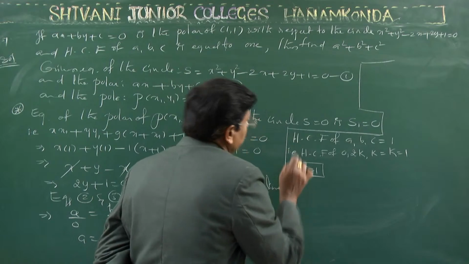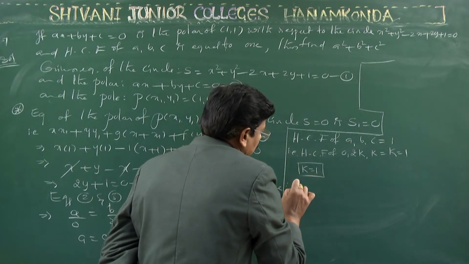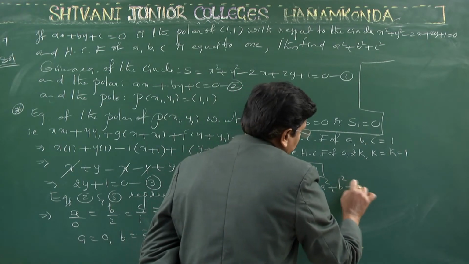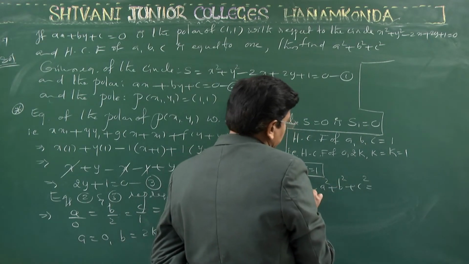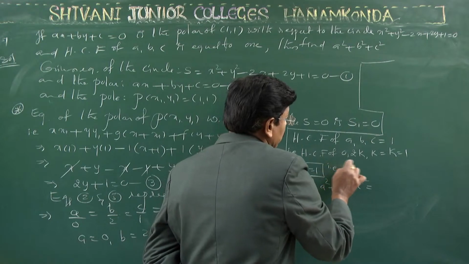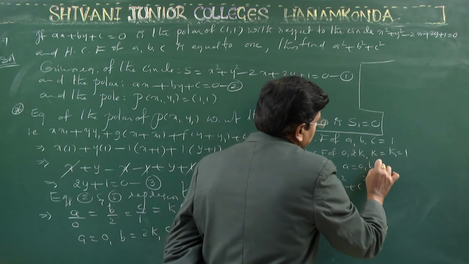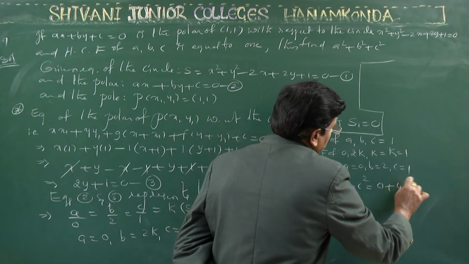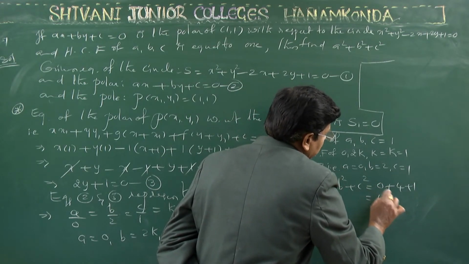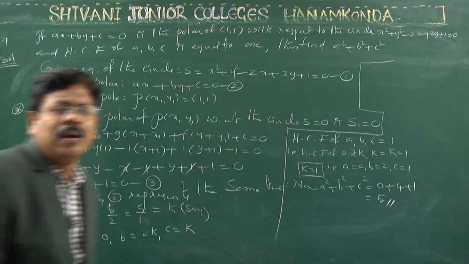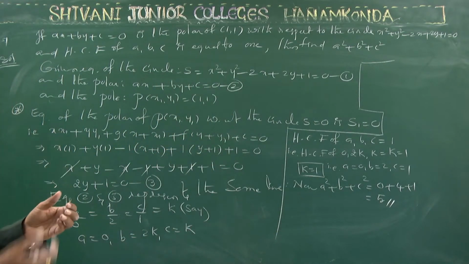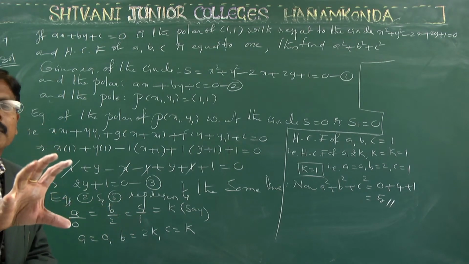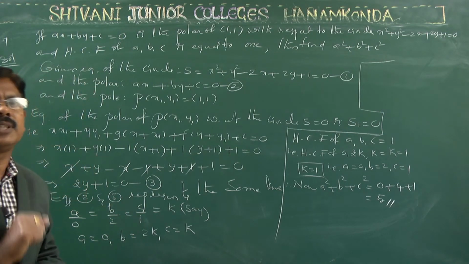So therefore now we can find the value. What about a square plus b square plus c square? We have a is 0, b is 2, c is 1, so 0 plus 4 plus 1, and you have the result 5.